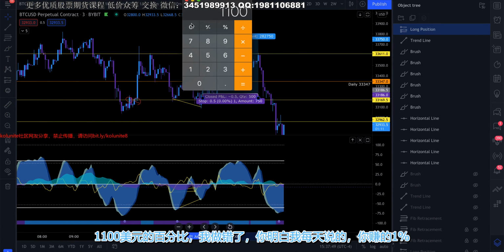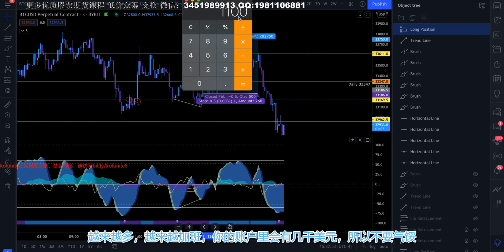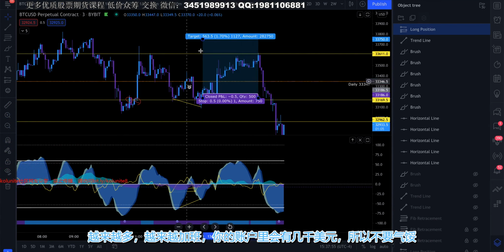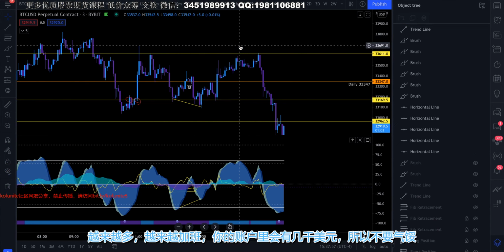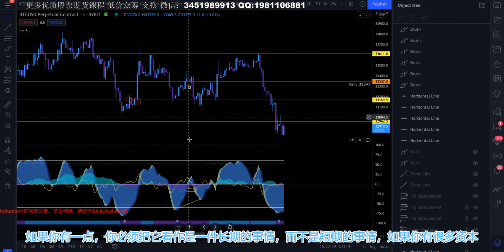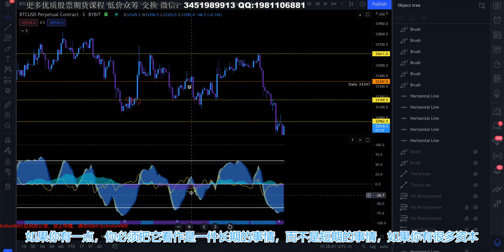You get what I'm saying? So every day, the 1% that you're making is getting more and more and more. And over time, you're going to have thousands of dollars in your account. Okay, so don't be discouraged if you have a little. You got to look at this as a long-term thing, not a short-term thing.